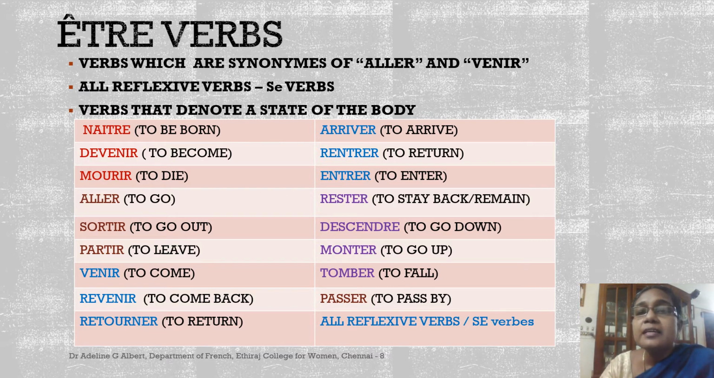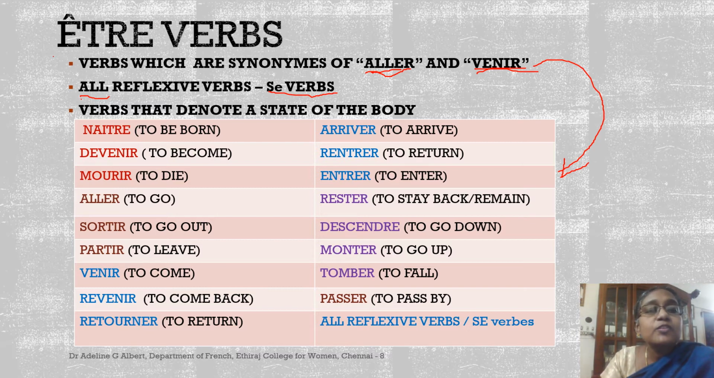Remember, the first clue is they are synonyms of the verb aller or venir. Aller means to go, venir means to come. So any verb that is a synonym of these verbs is conjugated with the verb être. And then all your reflexive verbs, all your SE verbs, the verbs we learned in the first part of this lesson, your reflexive pronominal verbs, as long as they have SE in front of them, are automatically conjugated with your auxiliary être. Okay, now let's apply these to the verbs over here.